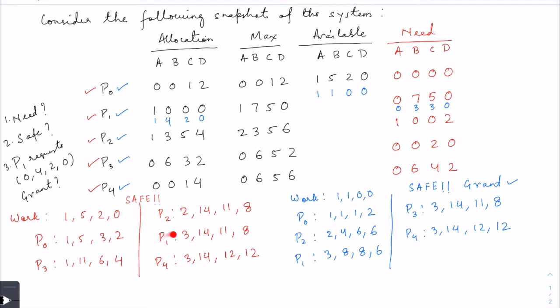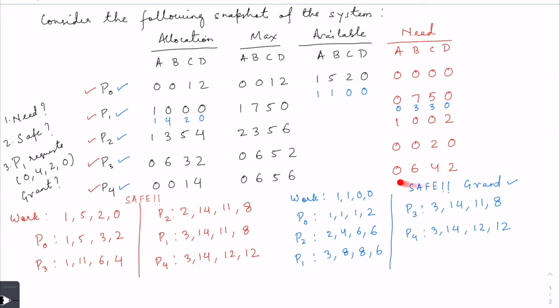Then we go to P1. P1's need is 0750 in red over here. Please ignore the one in blue. That is for a later question. And that can be satisfied by whatever the work variable that we have over here. So we take P1's allocation and we add it back to the work pool over here and we get this work pool over here. And the last process is P4.